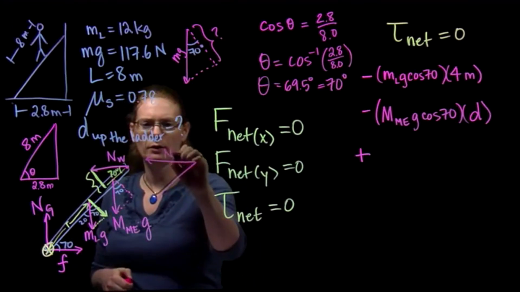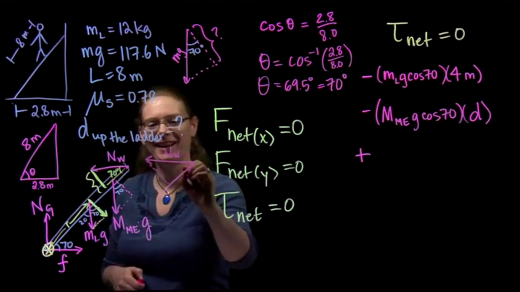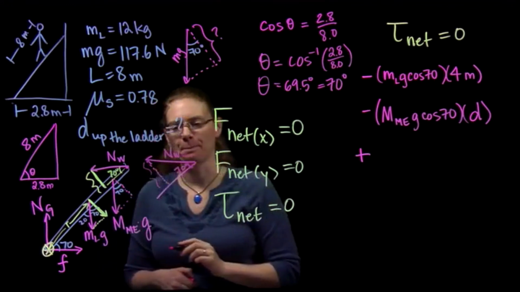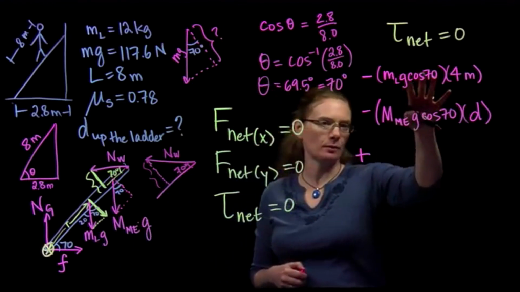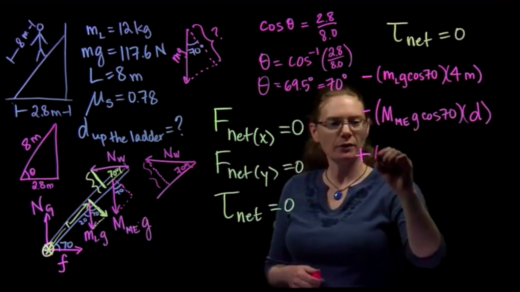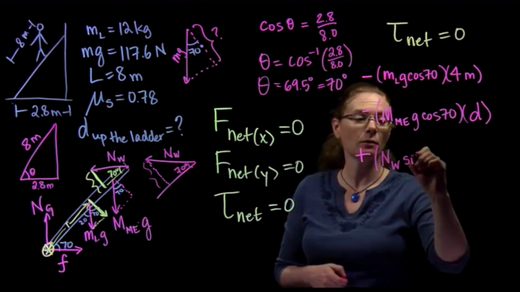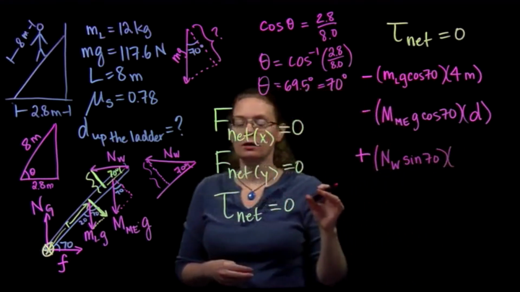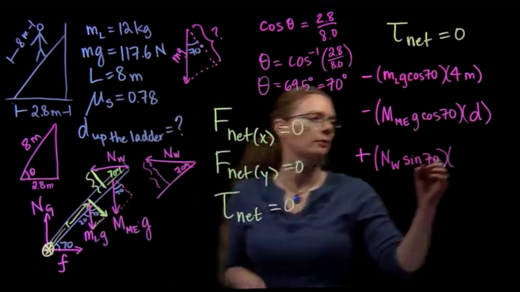The normal from the wall is here, and I need to go like that. And here's my 70 degrees. I want this part right here. It's opposite the 70 in this case. So you can't always assume it's going to be the same cosine or sine term. Here the force is the normal of the wall. We're doing the sine component. Sine of 70, and what distance does that act from the pivot? Well, that's the whole length of the ladder, 8 meters.